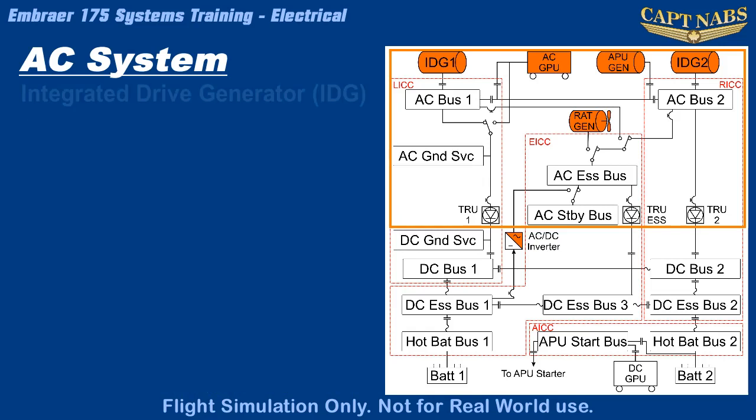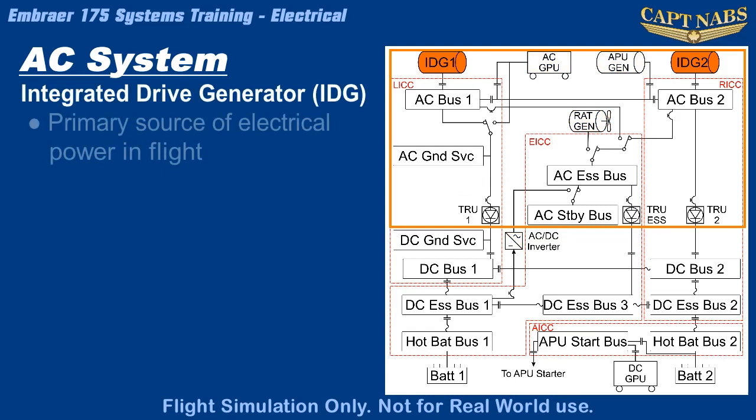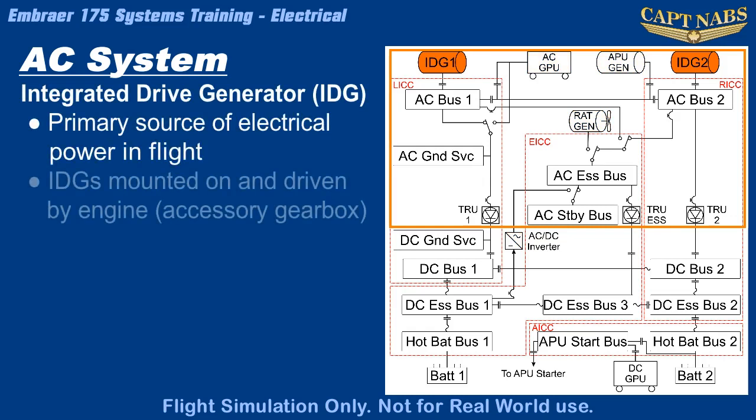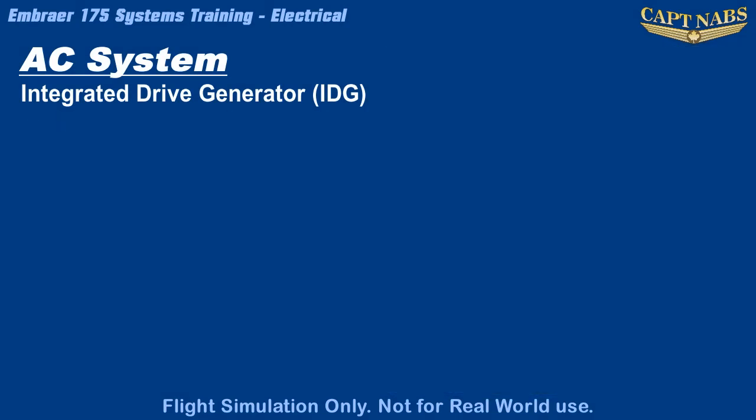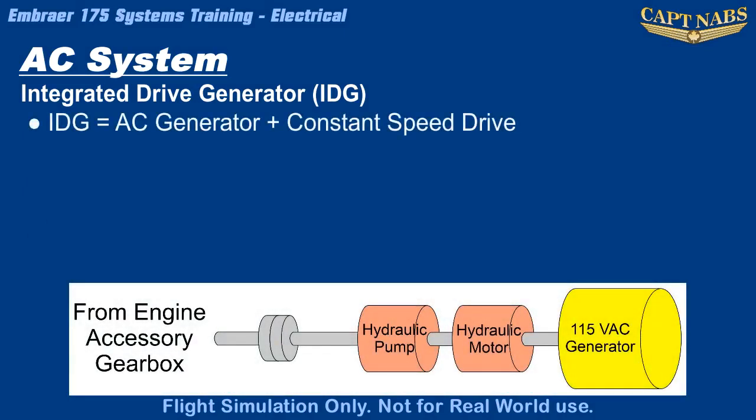The integrated drive generators, or IDGs, are the primary source of electrical power for the aircraft in flight. Each IDG is mounted on and driven by its corresponding engine and is capable of providing 40 kilovolt amps, which is sufficient to power the entire electrical system from a single IDG if necessary. The IDG is really 2 machines in one casing, an electrical generator and a constant speed drive.